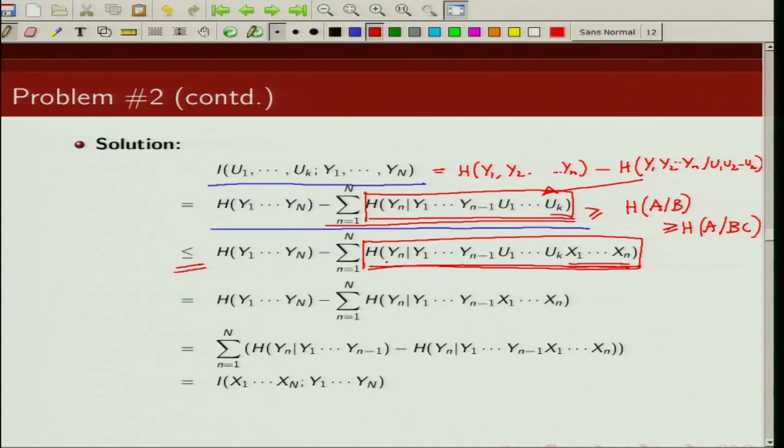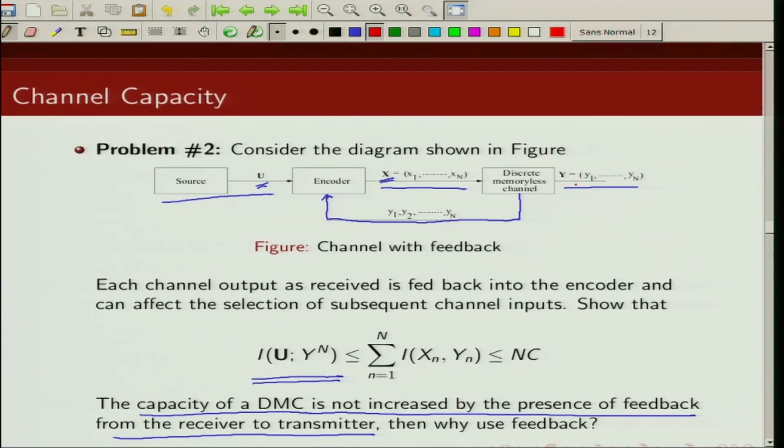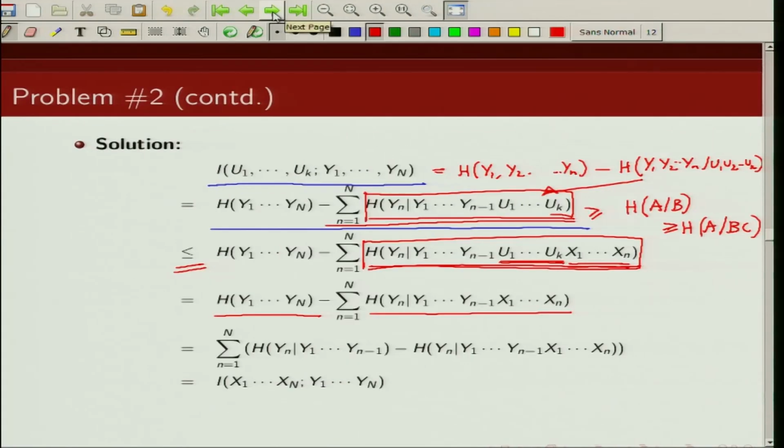Now, what is the uncertainty in yn given y1, y2, yn minus 1 and u1, u2, u3, uk and x1, x2, x3, xn? Now, given x1, x2, xn, yn is independent of u1, u2, uk. So I can write this as this. So this then becomes the joint entropy of y1, y2, y3, yn. You can see here, given xn, y does not depend on u. So that is why we could write this like this.